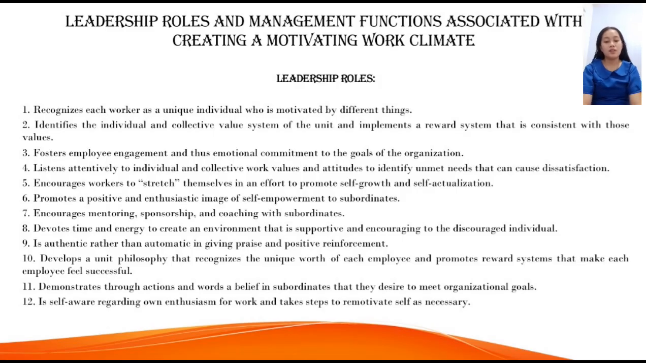Develop a unit philosophy that recognizes the unique worth of each employee and promotes reward systems that make each employee feel successful. And then demonstrate through actions and words a belief in subordinates that they desire to meet organizational goals, and is self-aware regarding own enthusiasm for work and takes steps to remotivate self as necessary.